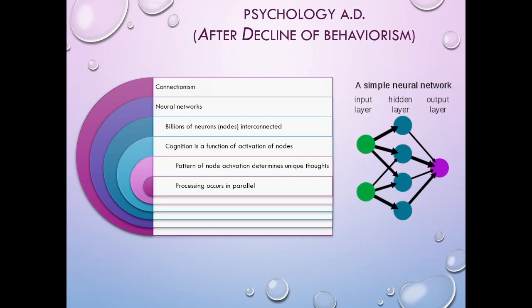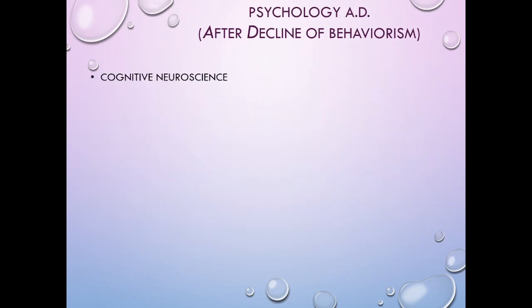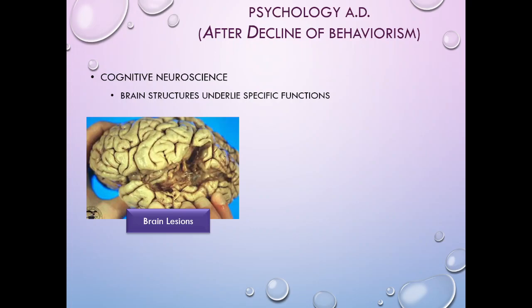So this is very much a nutshell of how cognitive psychology really looks at how information is processed. Now, cognitive neuroscience is a newer area, and by newer I mean the last 40 years. New is a relative term, but cognitive neuroscience really examines this idea that different structures in the brain underlie specific functions. And so they've studied it historically by looking at people with brain lesions.